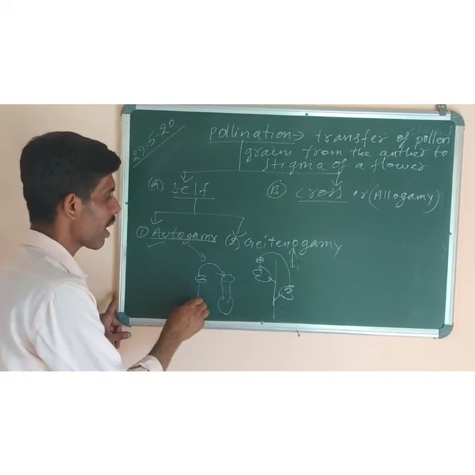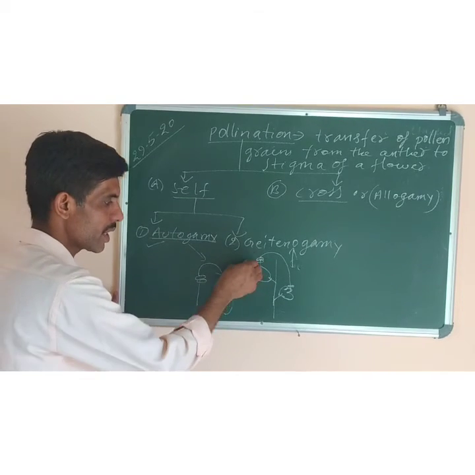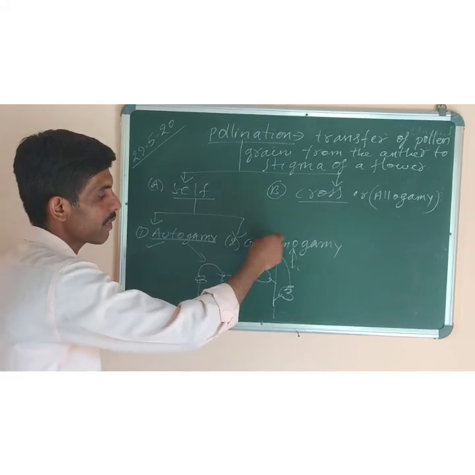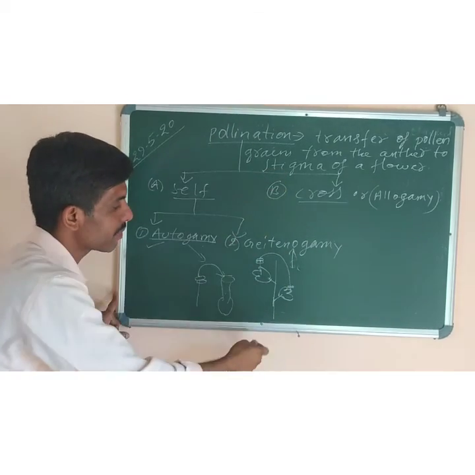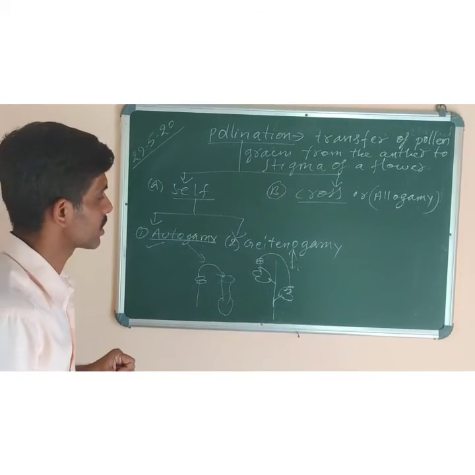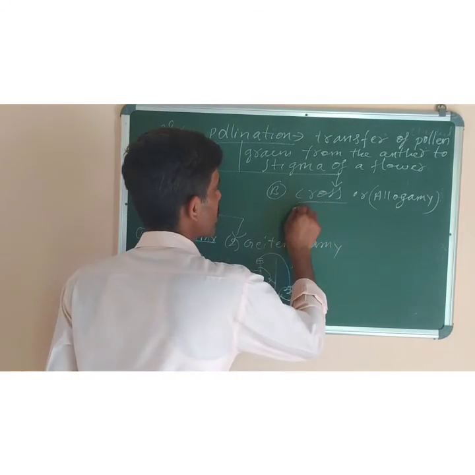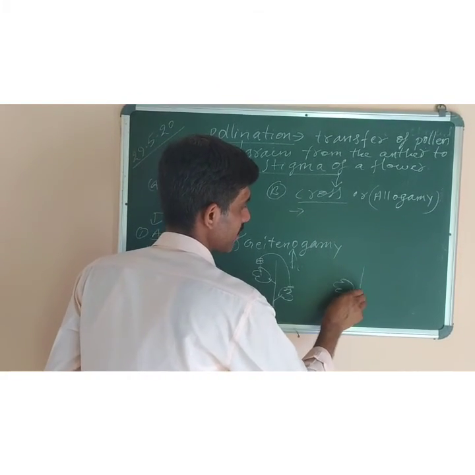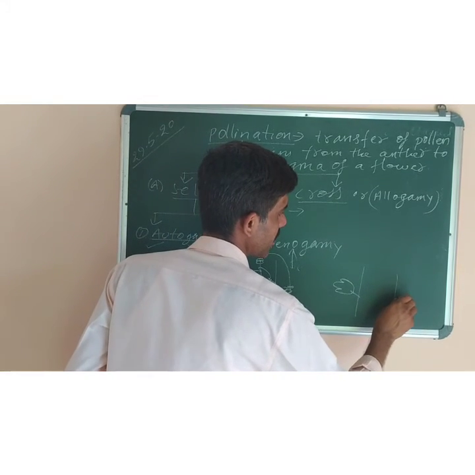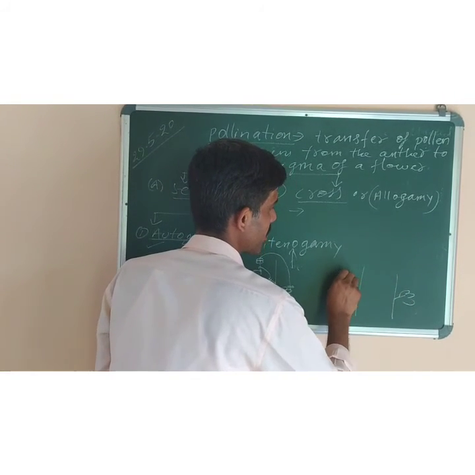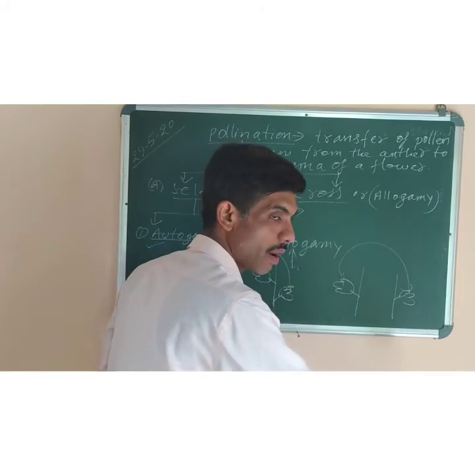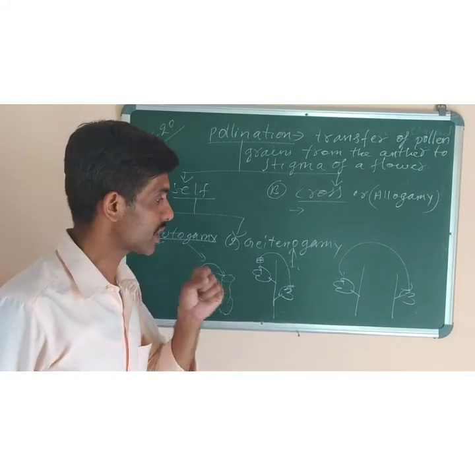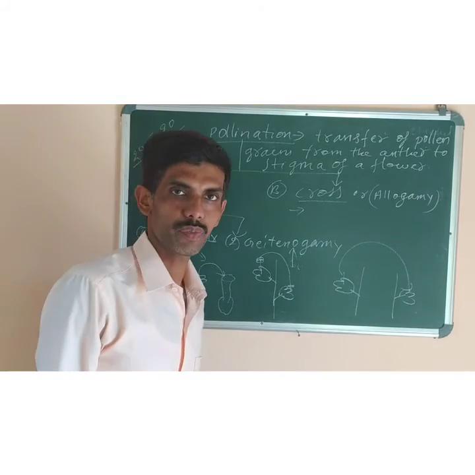If within the same flower, it is called autogamy, like from here to here only. But if transfer occurs from one flower to the next flower and both of them are present in the same plant, it is called geitonogamy. Now what is cross-pollination? Like if one flower is present here, another flower is present in another plant, and now transfer of pollen occurs from this flower to the other flower, both flowers born in two different plants, such a pollination is called cross-pollination.